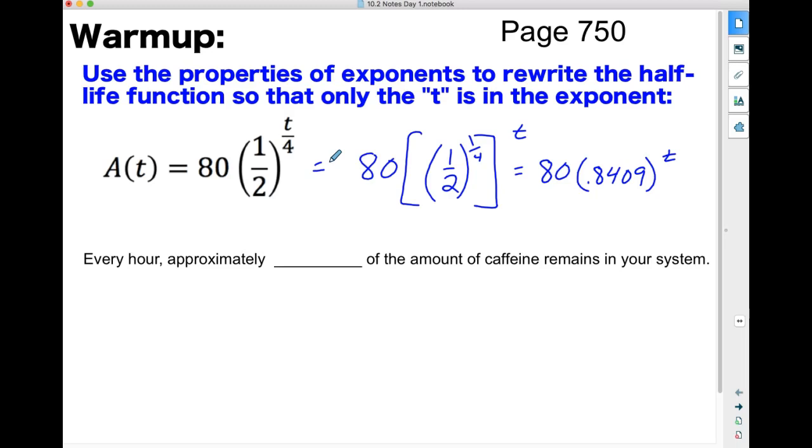So we rewrote the whole A of t function. So we only have one exponent of t, and basically what we did is, this is a half-life of 4 hours, so we rewrote the whole function in terms of just time, not per half-life. So every hour, approximately 84.09% of the amount of caffeine remains in your system. That's what that is. You just had to peel that out with your properties of exponents.